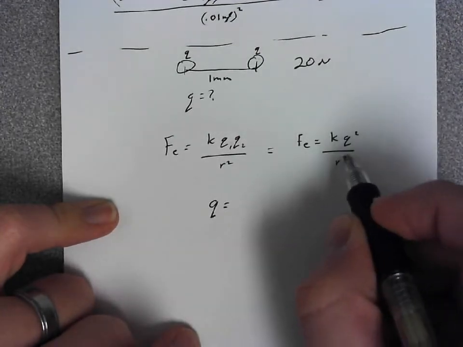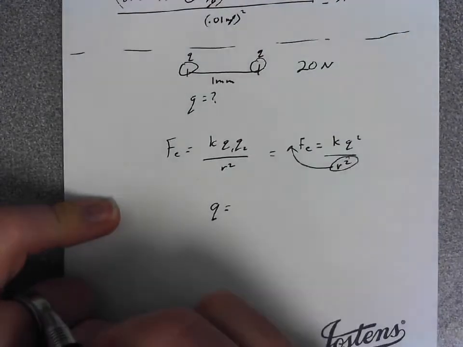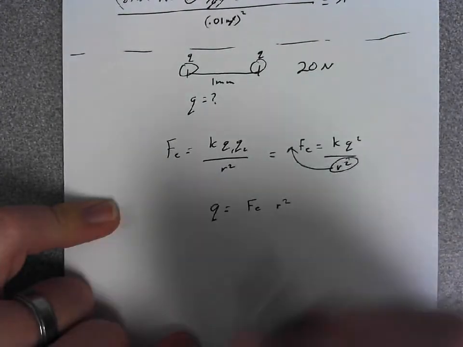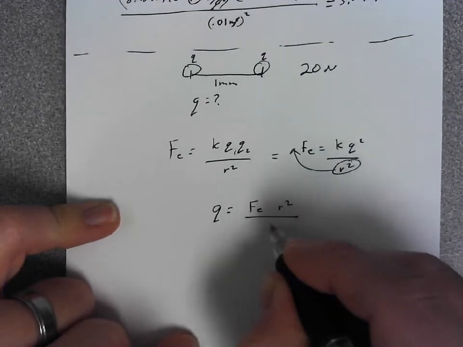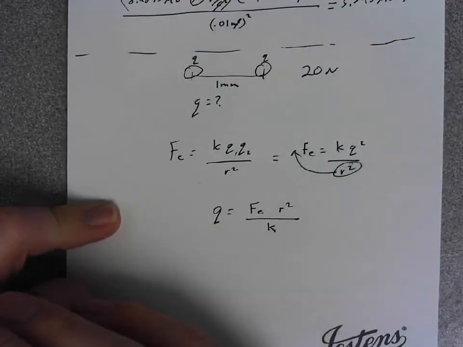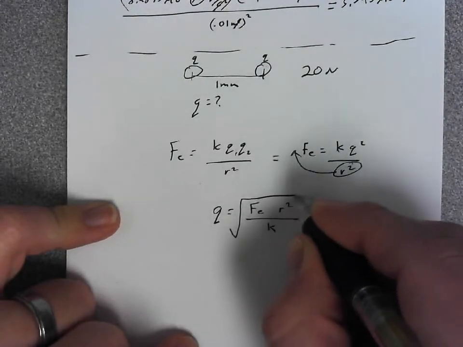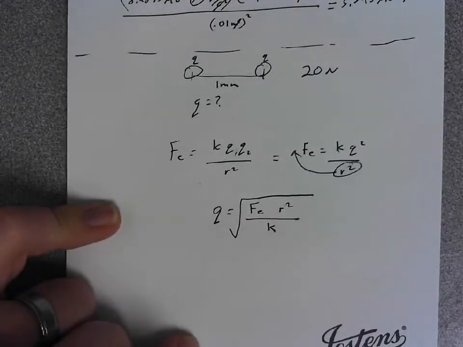I take this R squared, I'm going to times it to the other side. I'm going to get Fe times R squared. And then I'm going to divide the K over. And then to finish things off, I'm going to do the square root to get rid of that squared there. And then from that point on, once again, the difficult part of doing this kind of problem is just make sure you put it in your calculator correctly.